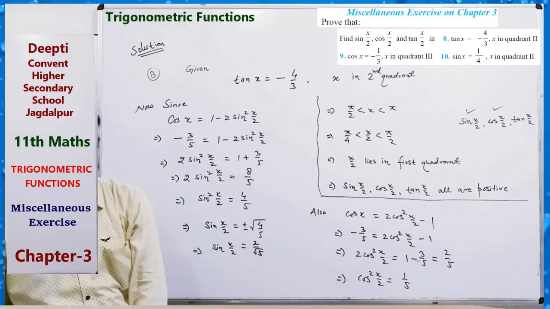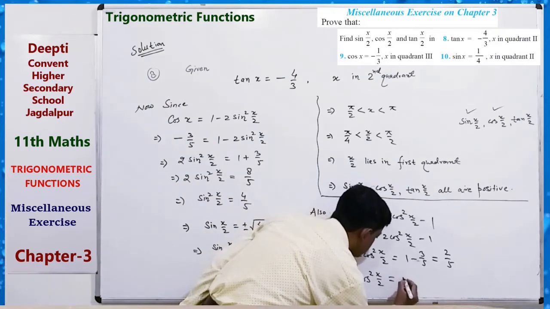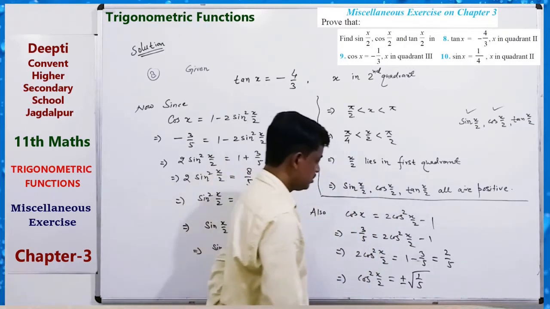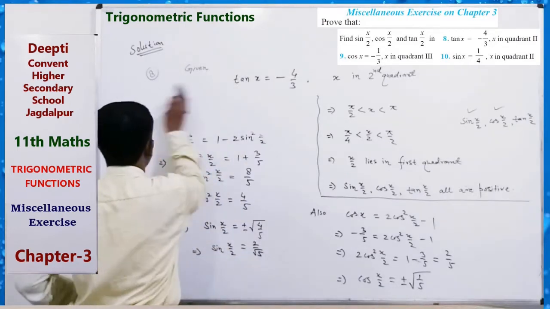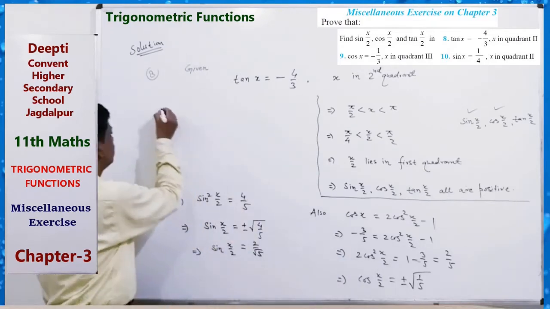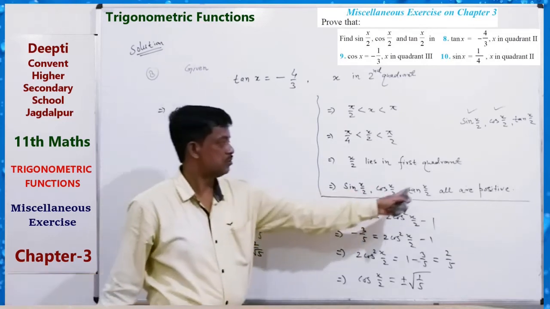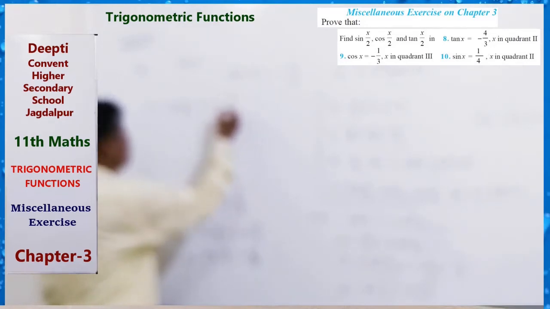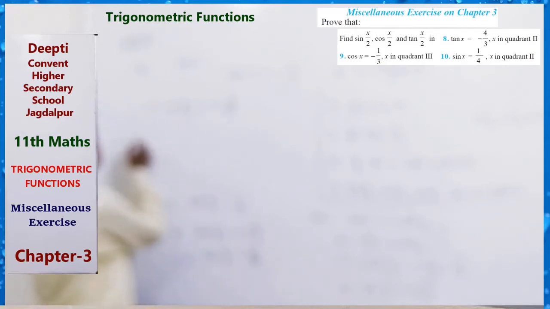2 cancels, 1 by 5. We can also write this as plus or minus root over 1 by 5. Okay, cos x by 2 equals, since cos x by 2 is also positive, take the positive value, plus 1 by root 5. So sin x by 2 equals this, cos x by 2 equals this.